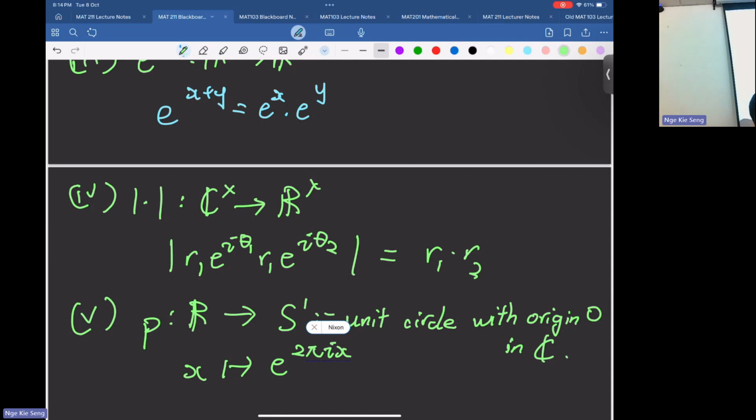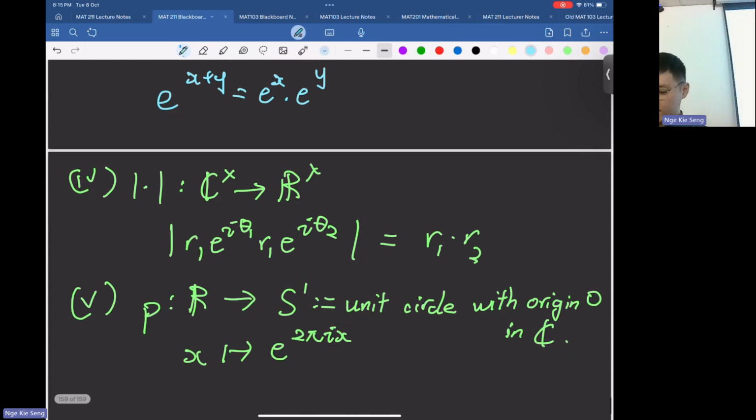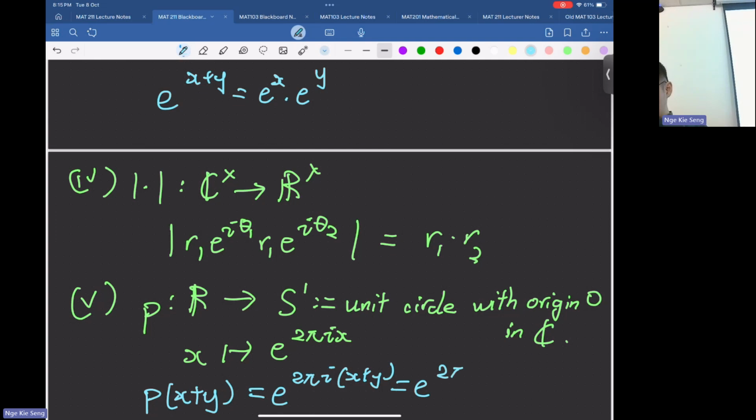So this is also a homomorphism. Why? Because if you consider x plus y, using plus here, what is this? It's e to the 2 pi i of x plus y, which is e to the 2 pi i x times e to the 2 pi i y. So you are using the exponential property here. But this example is quite important in higher level maths.